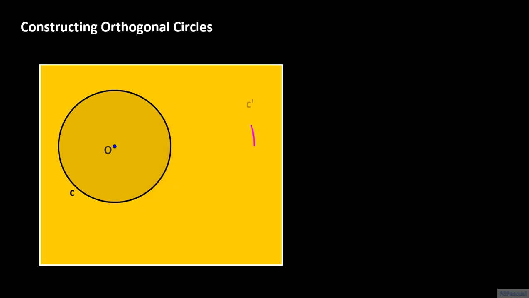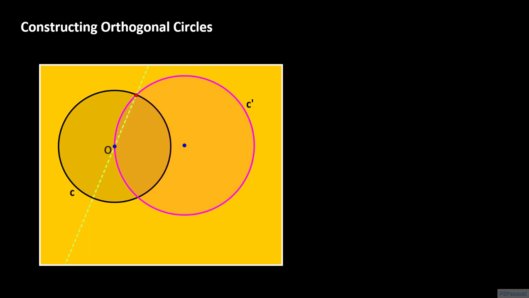For the first case, what if circle C' passes through the center O of circle C? These two circles should intersect at least one point different from O. The radius of C to this point of intersection is now a chord for circle C', and therefore cannot lie on the tangent line, tangent to C' at the point of intersection.